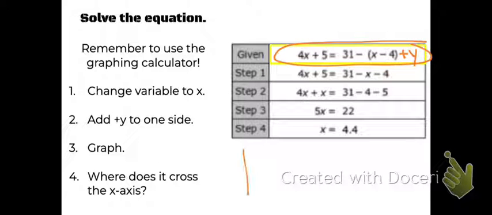And this is what you graph. Now when you graph it, you're going to see something like this. And what we care about is where this line intersects the x-axis. And in this case, it intersects the x-axis at 6, 0. So when y, that variable we added to one side of the equation, is 0, x equals 6. So our answer is 6.